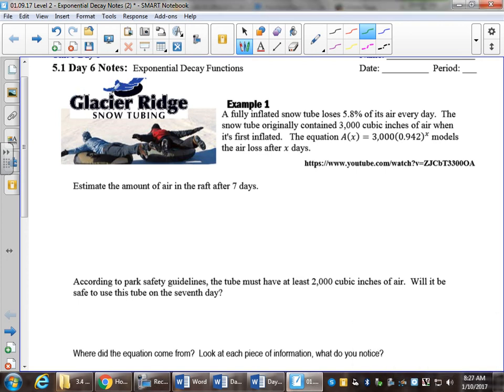All right, this starts day 6 notes on exponential decay. So yesterday we learned all about growth. Today is going to be about these decreasing exponential functions, and we're going to see how that makes sense in the real world in a couple minutes. But to start, let's look at an example where we are actually given a function. Let's read example 1.